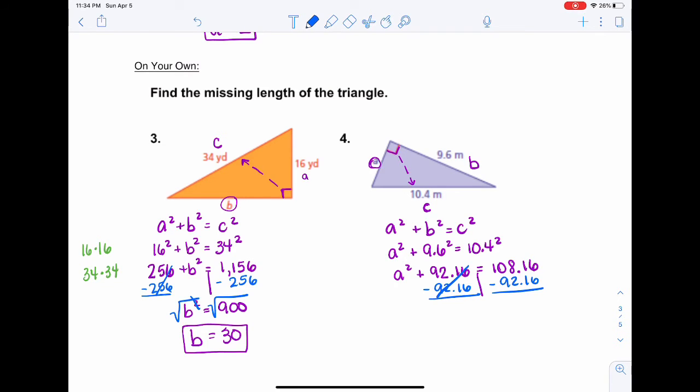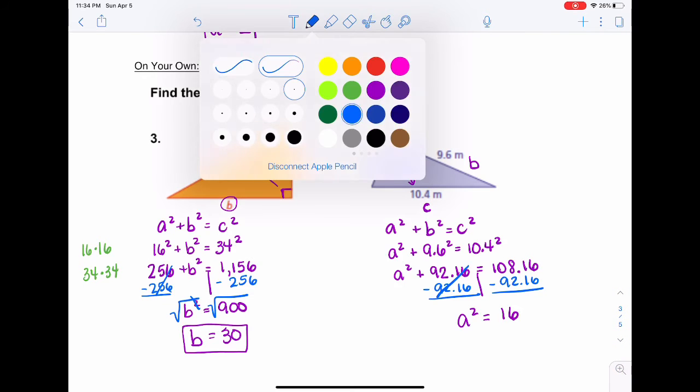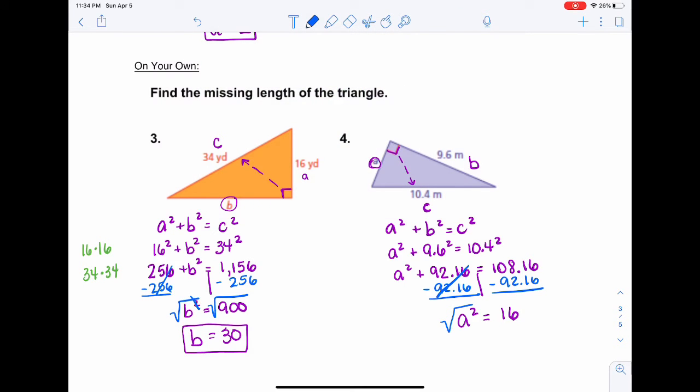That cancels. And I'm left with a squared equals 16. De nuevo, para cancelar el cuadrado, tengo que tomar el raíz cuadrado. And a is equal to 4.